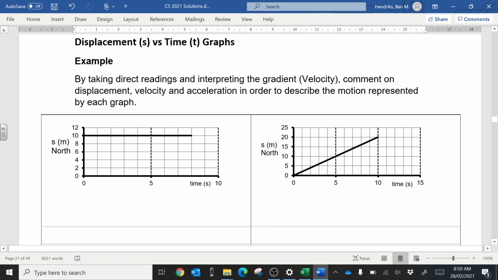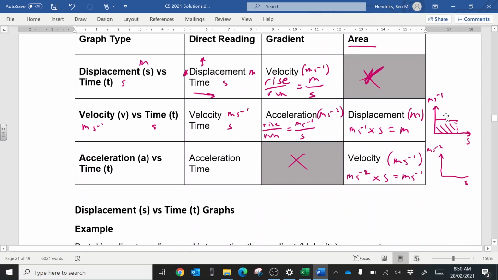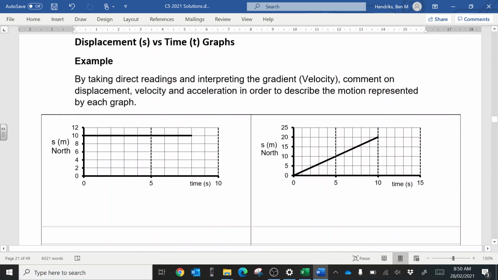So in the previous lecture, we looked at just an introduction to motion graphs. And this one we're looking at displacement versus time. So we went over this information. Just to recap, if we're looking at displacement versus time, we can read directly from the graph displacement and time. And we can also calculate the velocity from the gradient. In these examples, we will be looking at the gradient, the velocity, and comment on the displacement, velocity, and acceleration in order to describe the motion present in each graph.